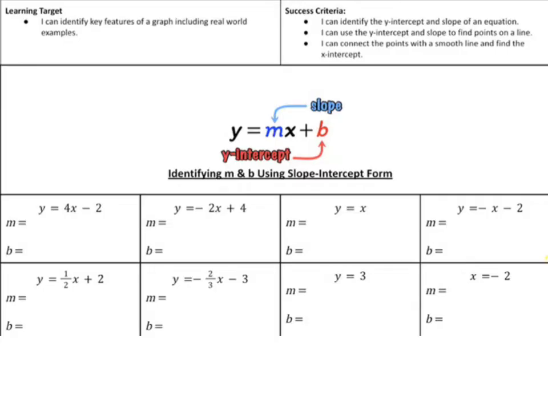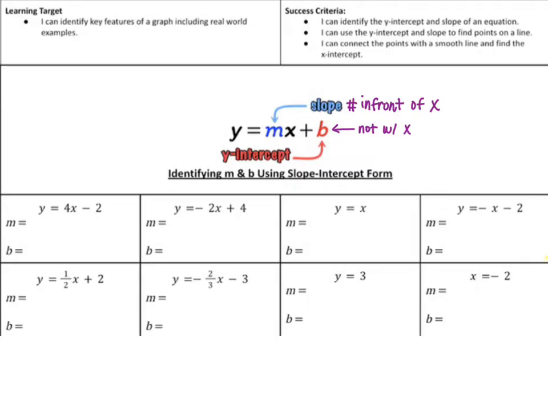M is the slope. It's the number in front of the x. Always. Number in front of x. And the y-intercept is always the addition or subtraction after, or it could come before, but it's not with the x. So I think that kind of helps me differentiate the two at some points.